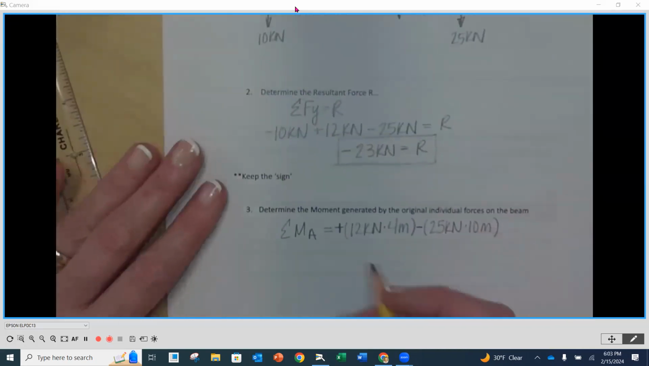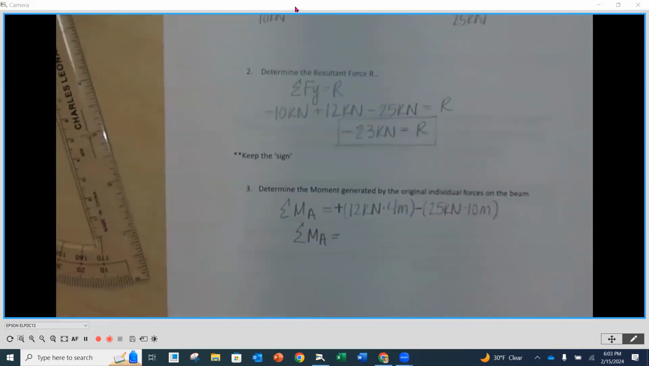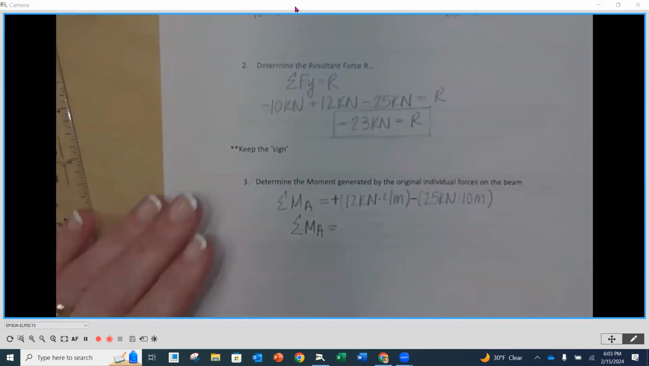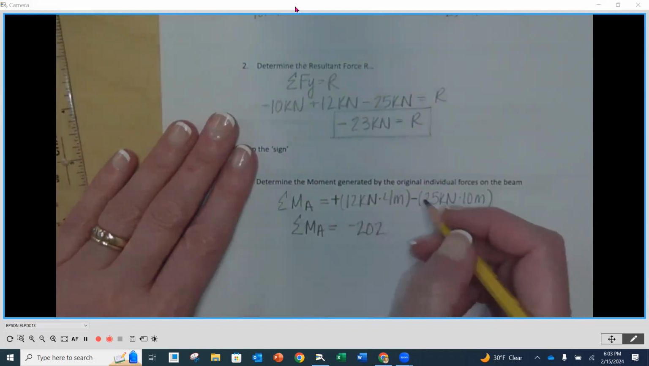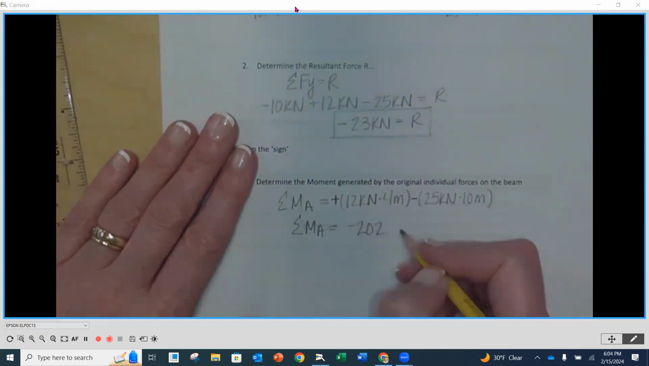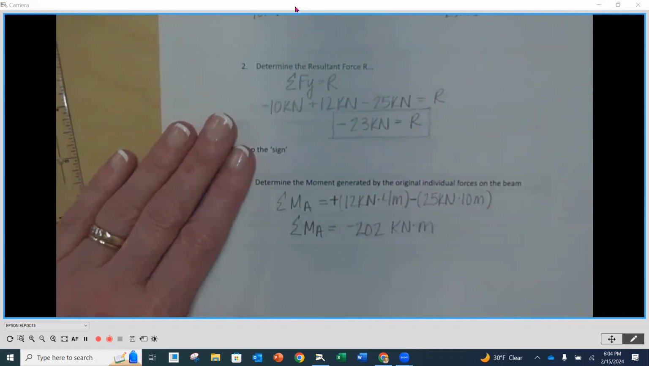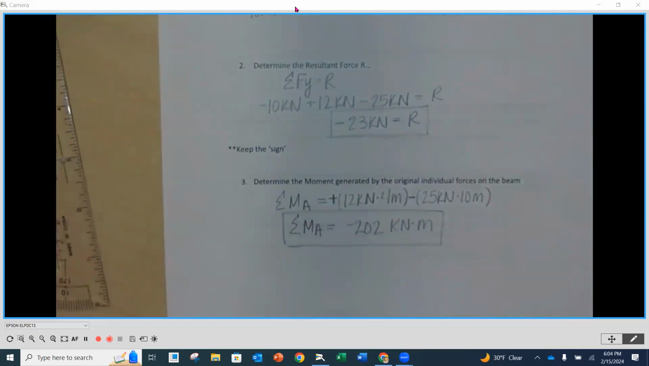Okay. So when we sum our moments around A, tell me what you get. Oh, Williams got it. Negative 202. I heard it in the room as well. Is that what you got? Jack got that? Okay, negative 202 kilonewton meters. Oh, Josh got it too. Awesome. Thank you very much. Really appreciate that. Keep your sign. Hold your sign here, okay?